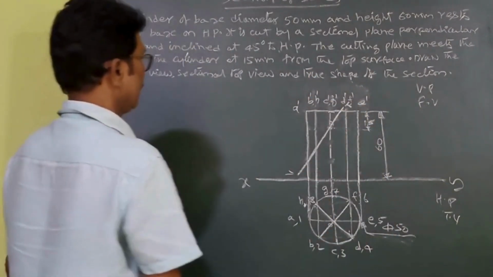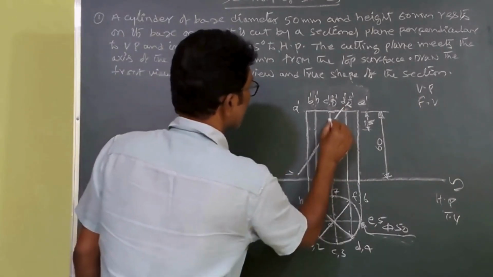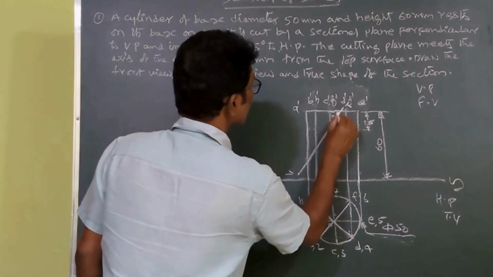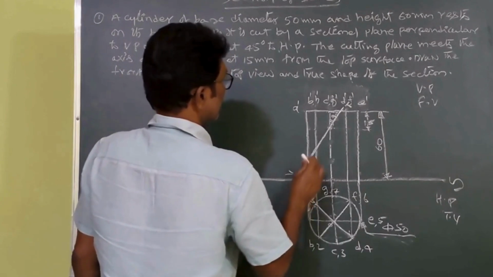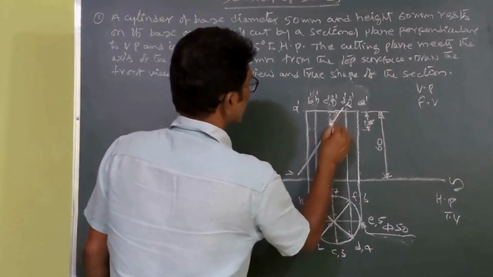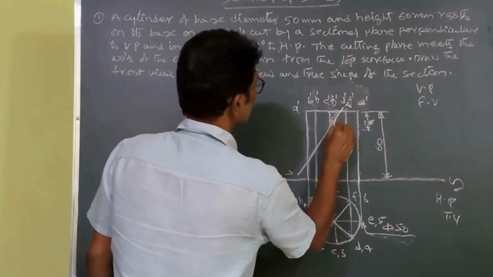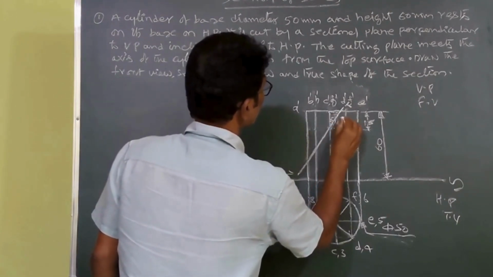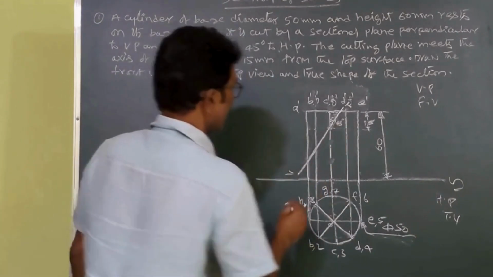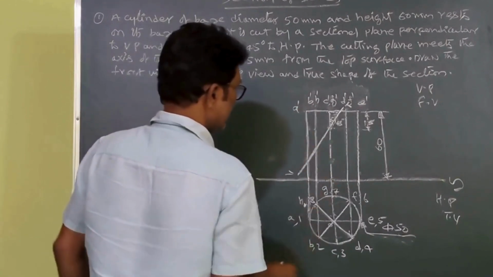So now you have to give the names. This is the cutting plane. Its angle is 45 degrees. Okay, please try to understand here, this angle is 45 degrees.